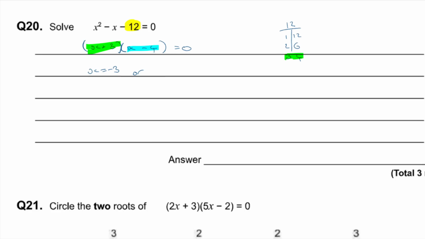So that 4 take away 4 is 0. So my second solution is x equals 4. Just take note, in the factorized form and the final answer, the signs flip over, don't they? So x equals minus 3, x equals 4.